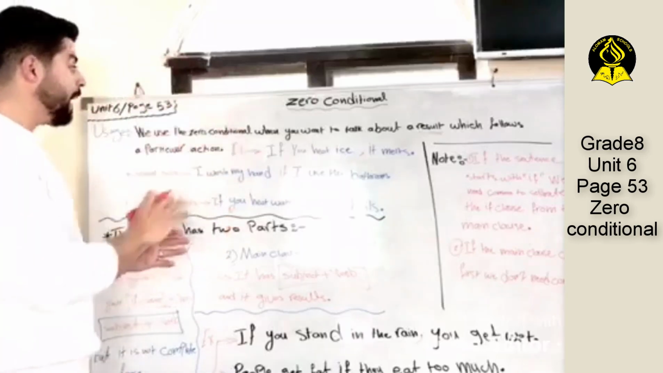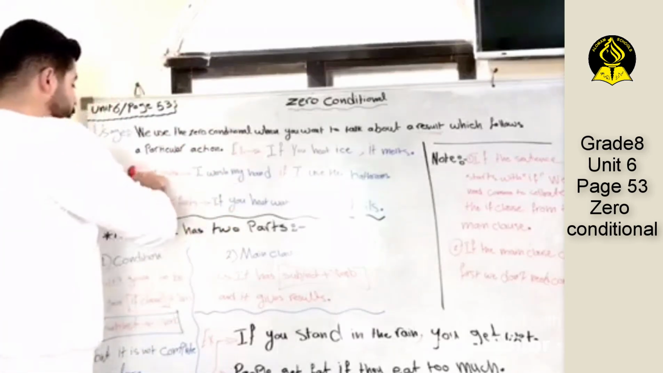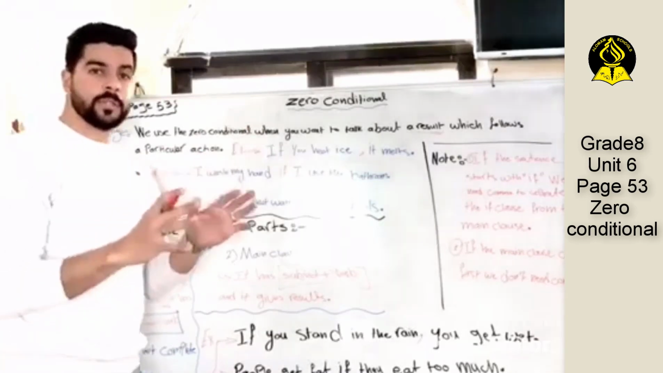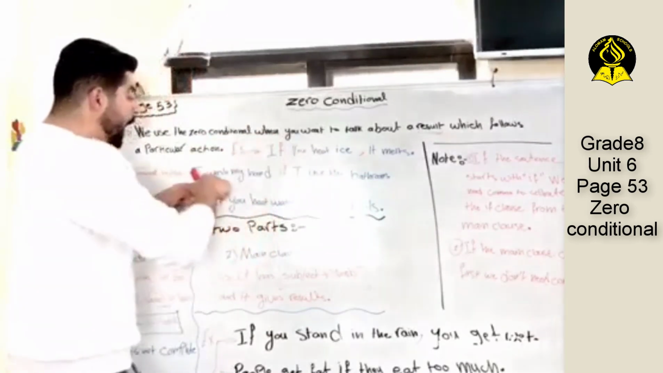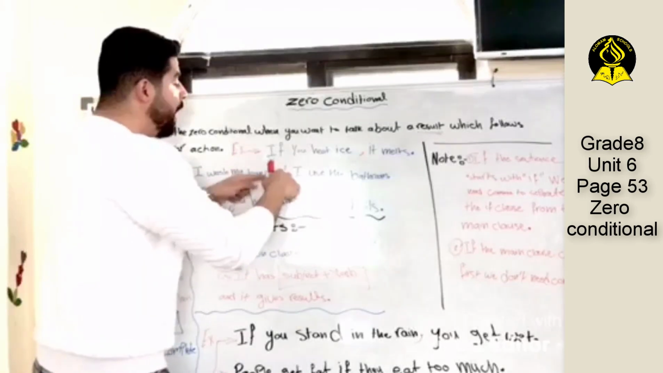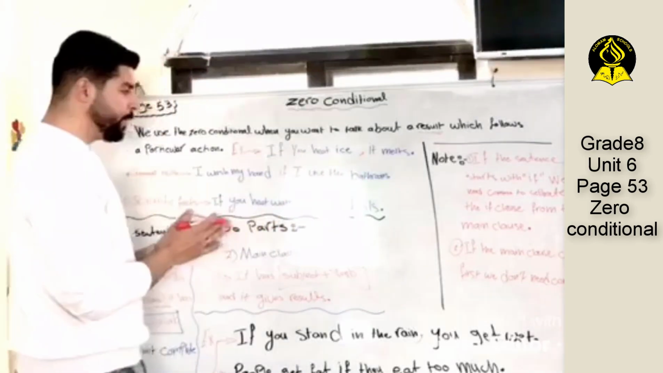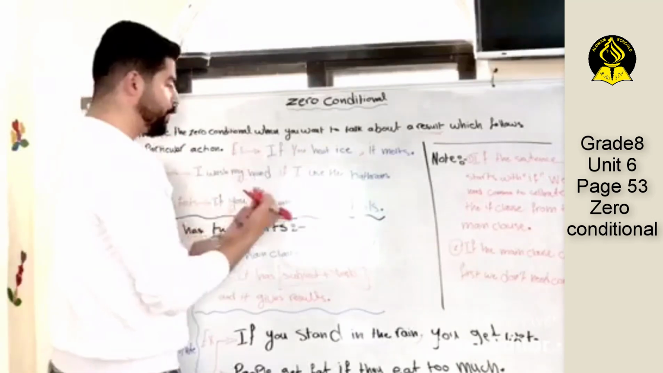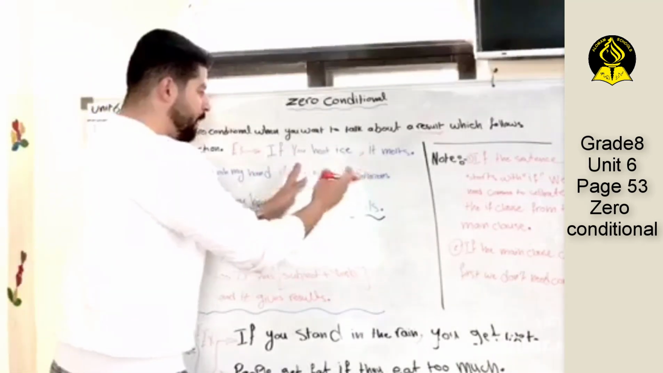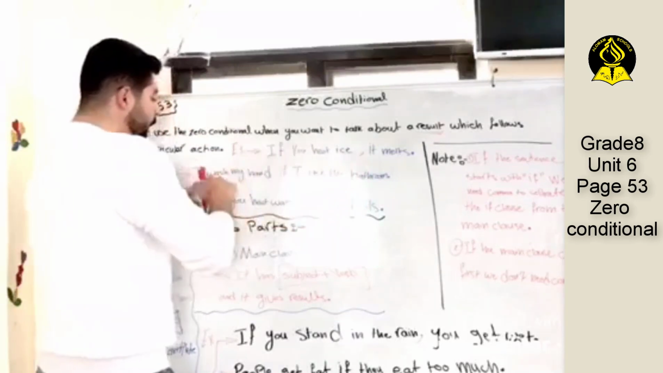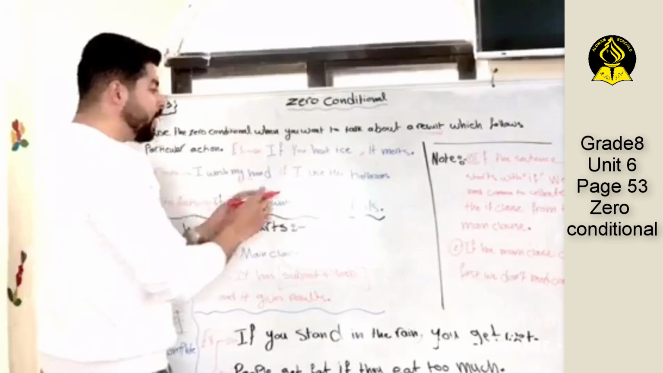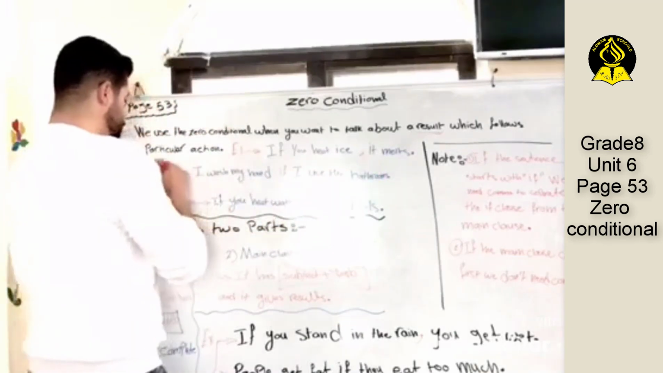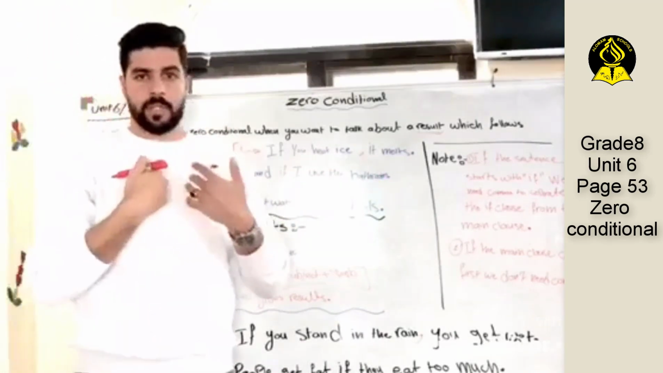Another usage: we use zero conditional with general truth. For example, I wash my hand if I use the bathroom. So, if I use the bathroom, there is a result, I wash my hand. So, this is what? A general truth for me.